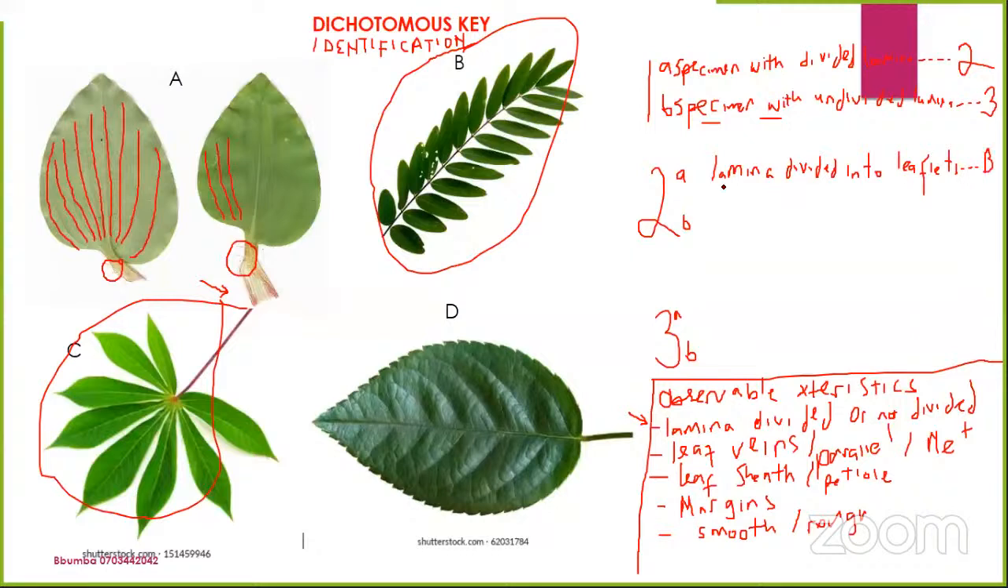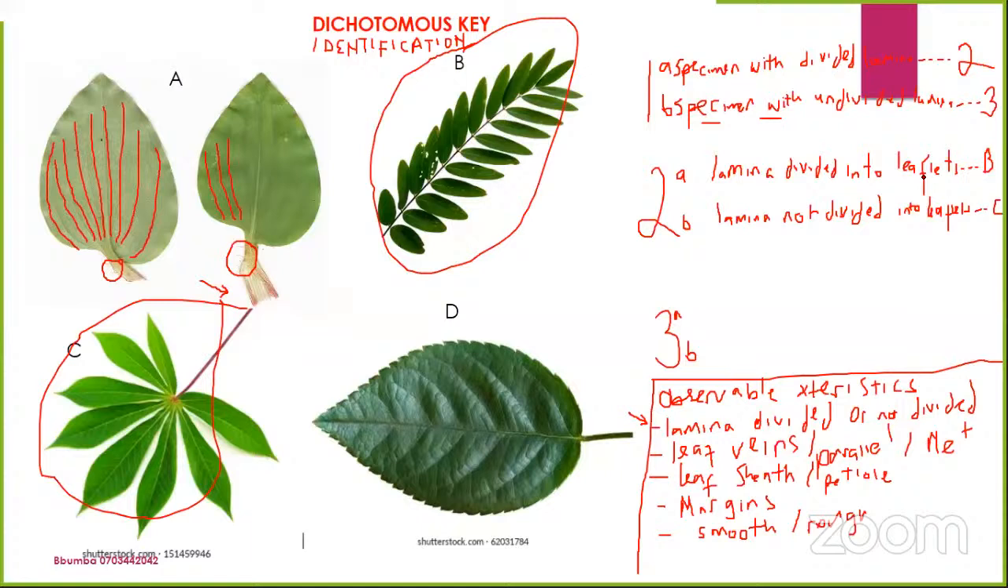And then specimen with lamina not divided into leaflets. It is C. You put those dots and you put C. Okay. Now we have identified them, because this is an identification key.